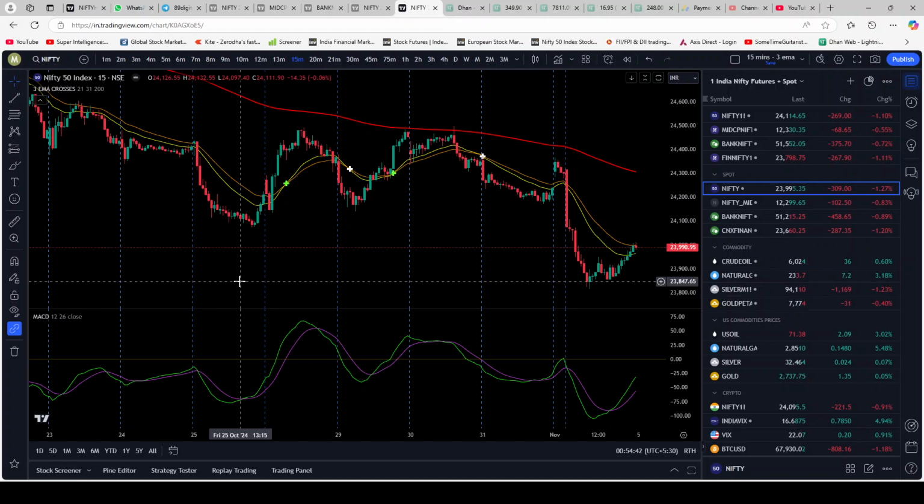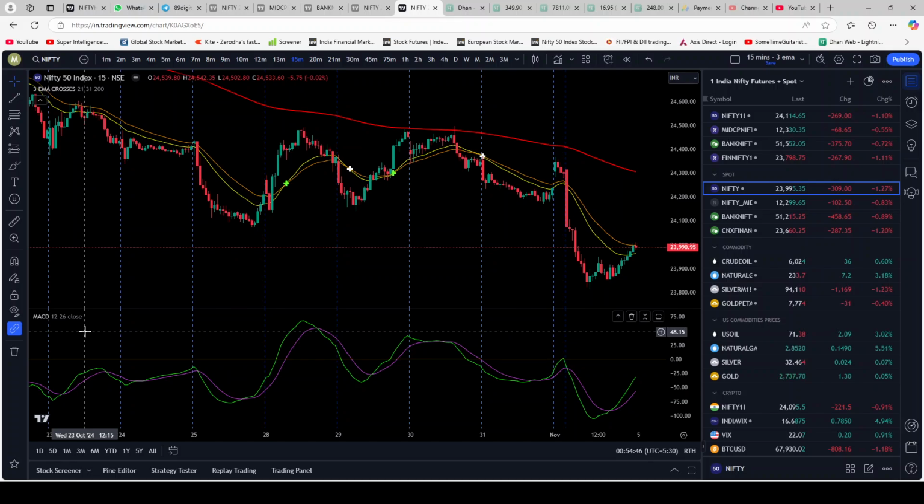So as far as 2 indicators are concerned, use 3 EMA cross and MACD 12 26 9, or the earlier setting that we were using, which is 8 21 5. Whichever one you find works better for you.